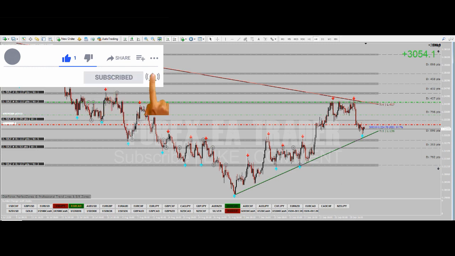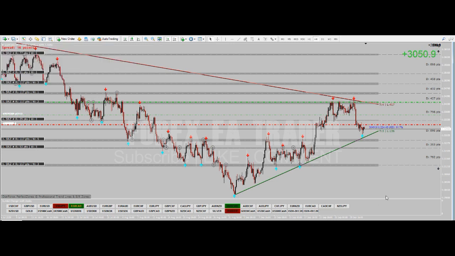So as you can see, this is a USD CAD trade that I took. What you're seeing is the result of 3 days of holding the trade. So it's a promising profitable indicator.